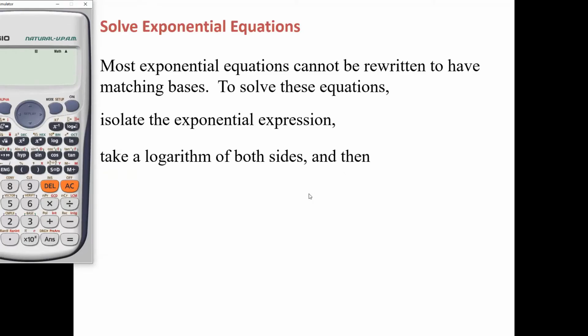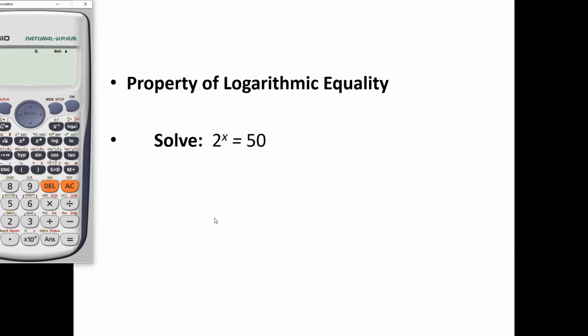Now, remember, you can multiply both sides of an equation. You can divide both sides. You can square root both sides. You can square both sides. You can cube both sides. As long as you do the same thing to both sides, you're okay. Well, you can also put a logarithm on both sides. And then you use the power property.